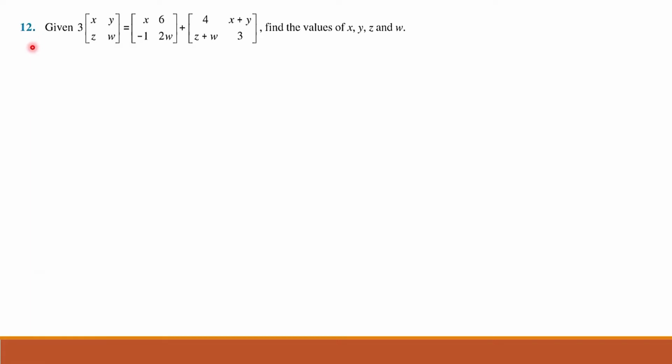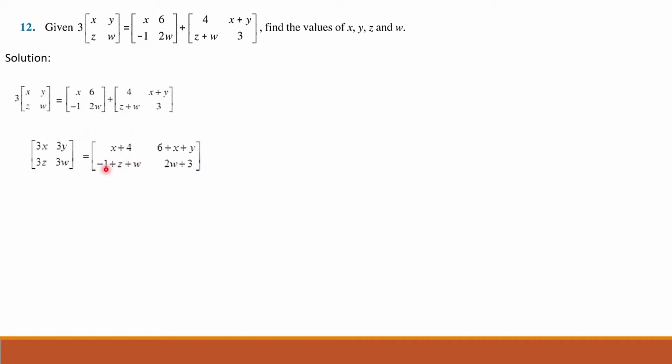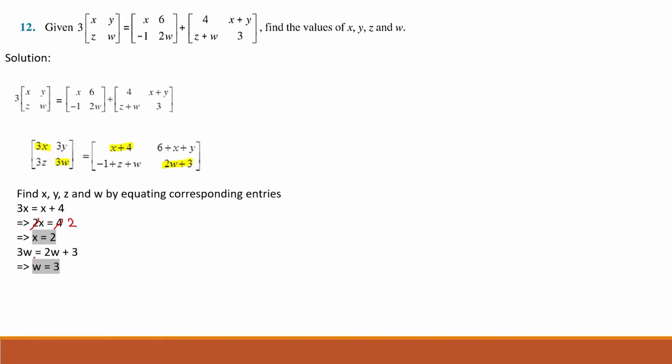In the 12th problem again we have to find values of x, y, z and w, and the expression is given like this. So solving this expression, 3 multiplied by this matrix and adding these two matrices, we get the answer like this, and equating all the corresponding elements we get 3x is equal to x plus 4, and the answer for x will be 2, and then comparing 3w is equal to 2w plus 3, we get w is equal to 3.